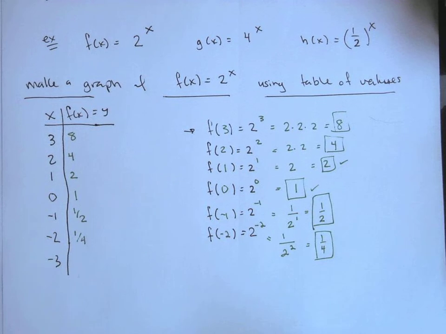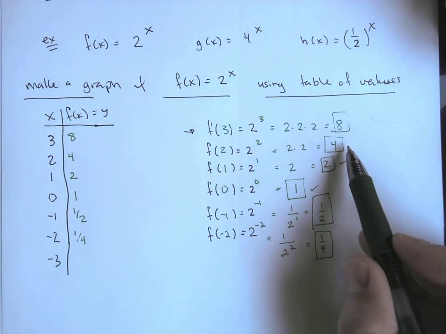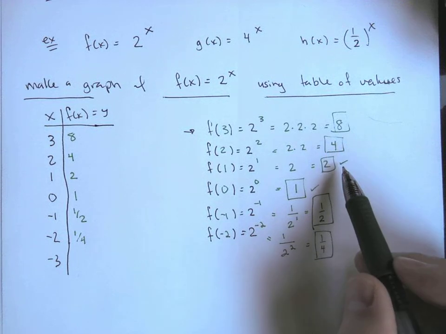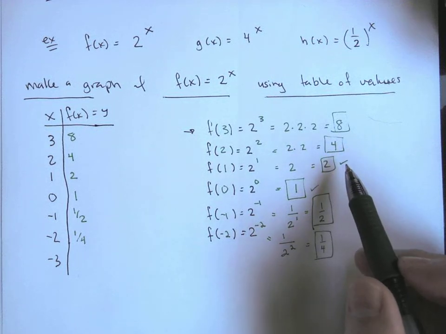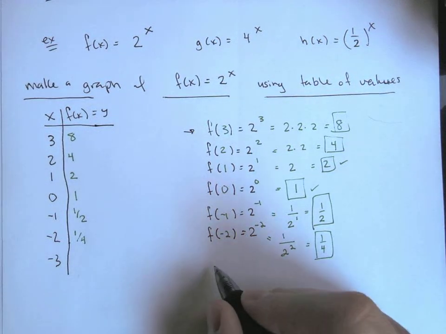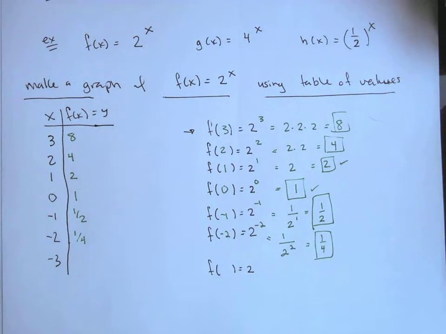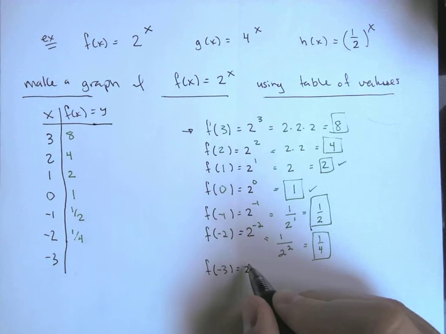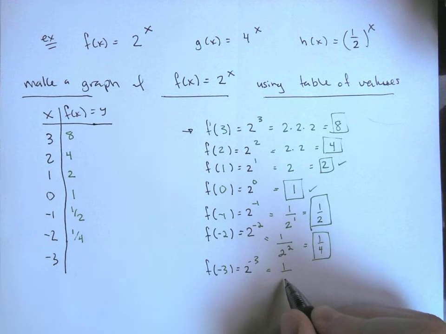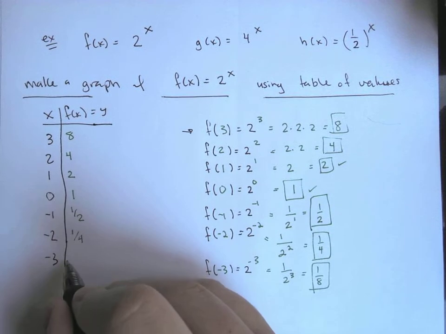You can see the connection when everything is laid out, right? We're getting fraction versions of the numbers we had before. Reciprocal versions, 1 over 4, 1 over 2. You can imagine, if we do -3, we're probably going to get 1 over 8. We'll just do this for completeness' sake. -3, 2 to the -3. 1 over 2 cubed is going to be 1 over 8.